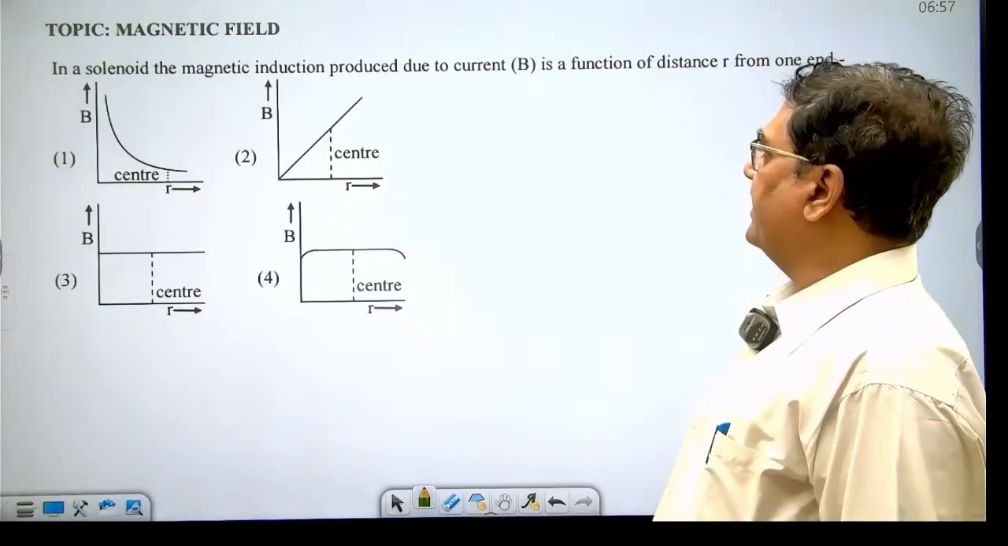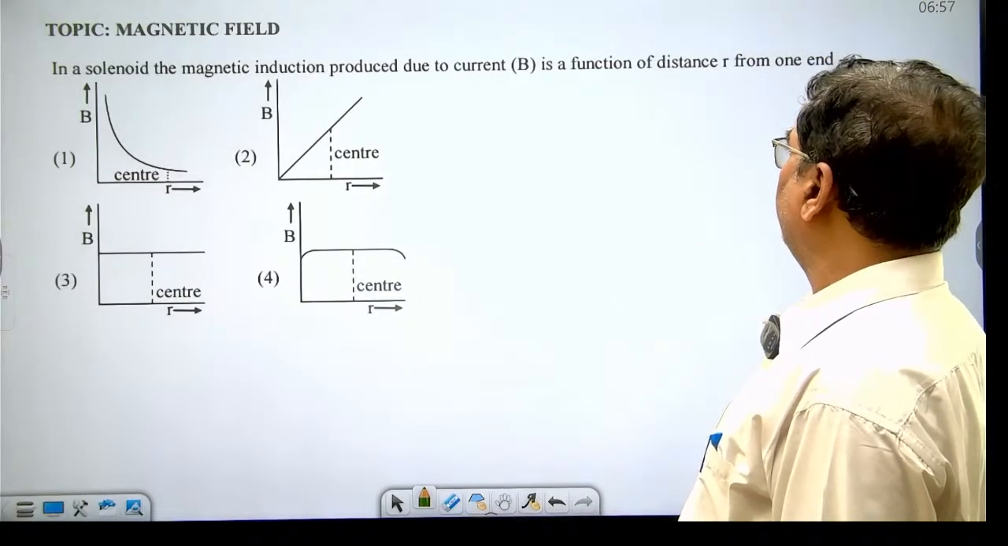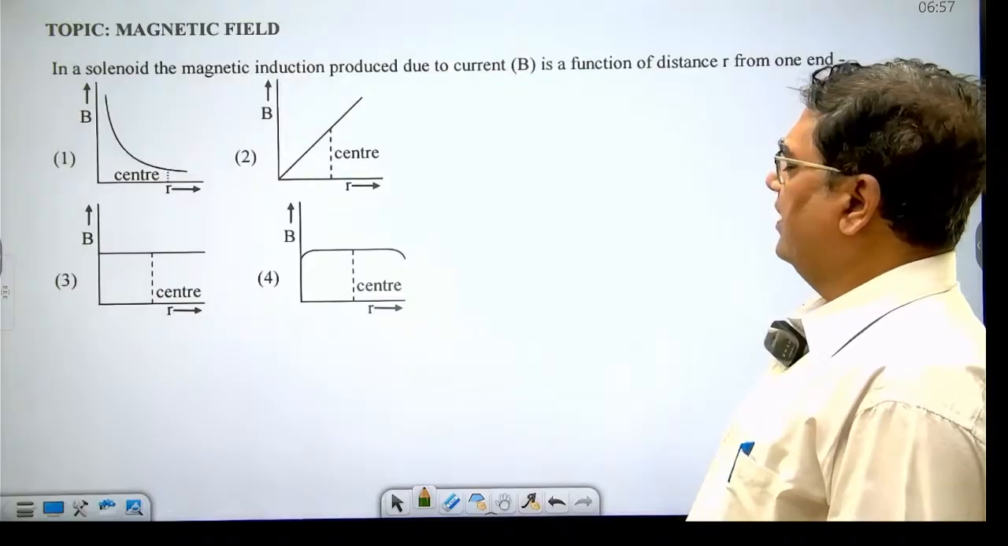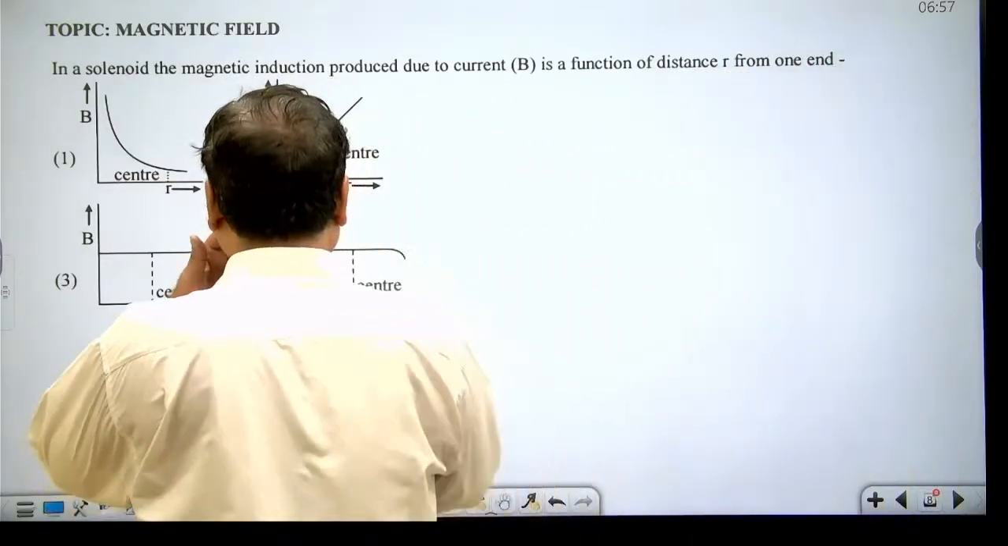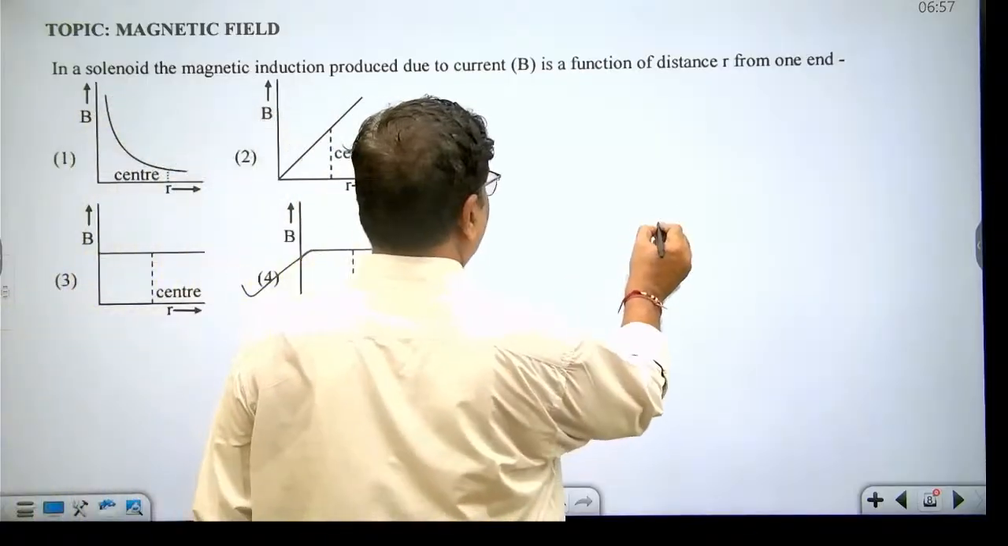In a solenoid, the magnetic induction B produced due to current is a function of distance r from one end. Inside a long solenoid, the magnetic field remains constant. At the extreme end, B equal to mu 0 N I upon 2. So out of four choices, the correct answer is option 4.